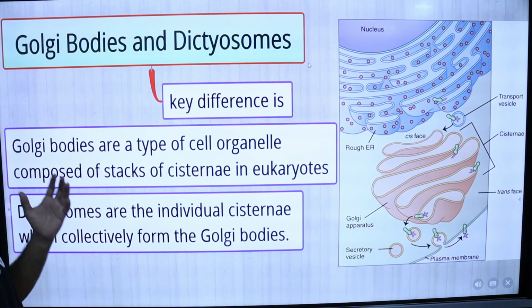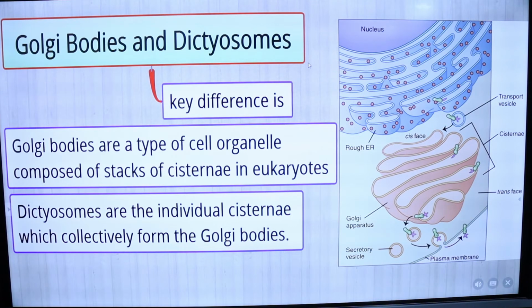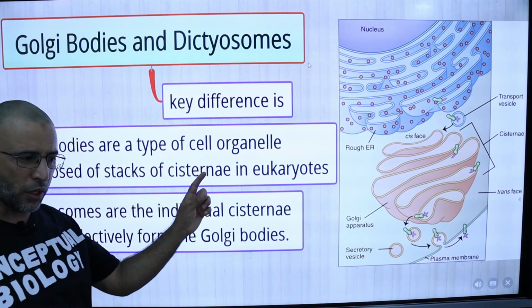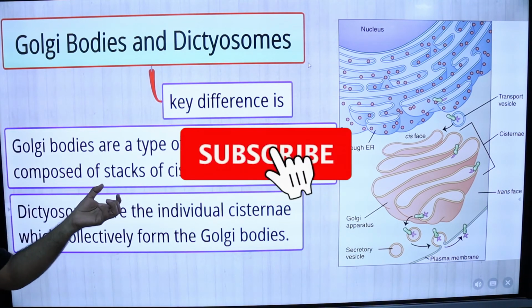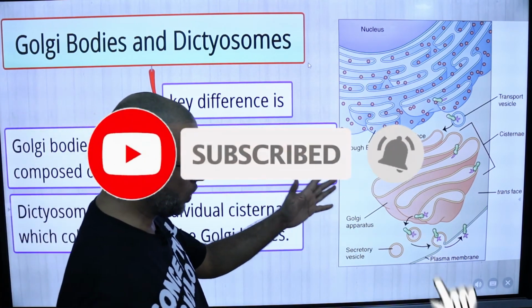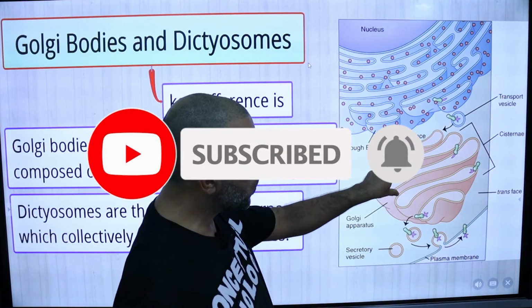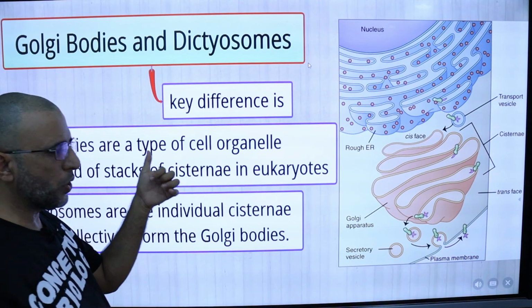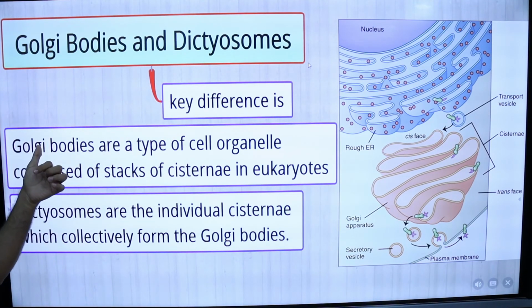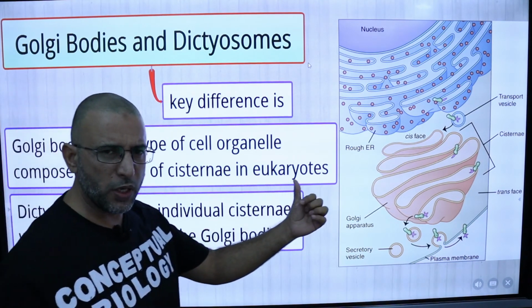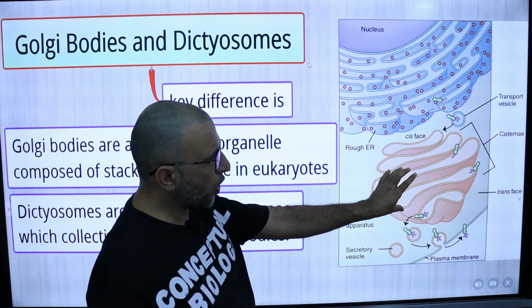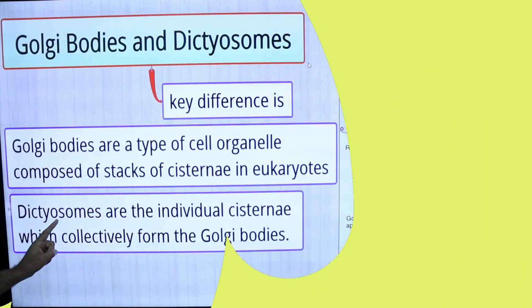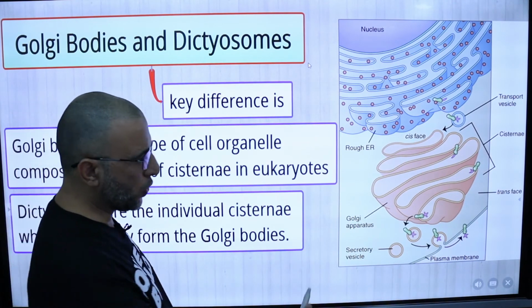What is the difference between Golgi complex and dictyosomes? As we know, Golgi bodies are a type of cell organelle composed of stacks of cisternae in eukaryotes. So, in eukaryotic cells, these stacks of cisternae constitute an organelle which is called Golgi bodies or Golgi complex. Now, what are dictyosomes? Dictyosomes are individual cisternae which collectively form the Golgi bodies. So, dictyosomes are building blocks of Golgi bodies.